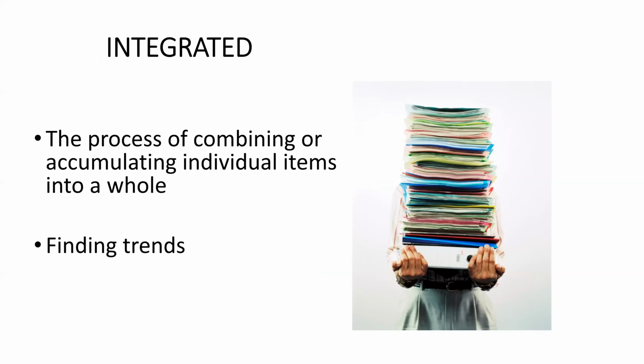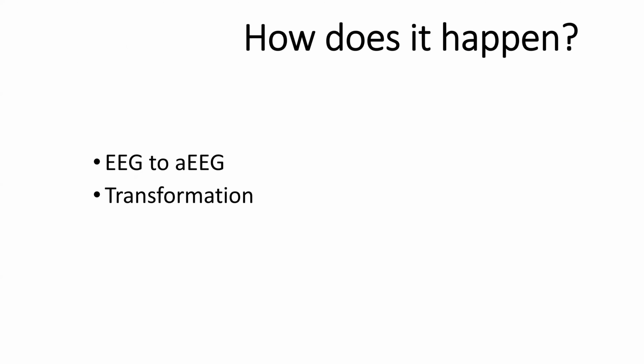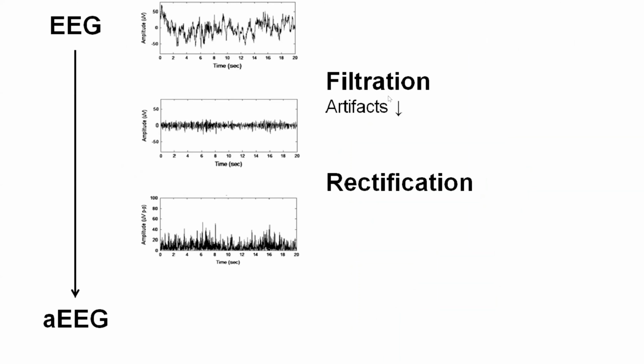Then integrated means just to combine a lot of information into one, and that's really all about finding a trend. That integration is not necessarily a mathematical integration, but more of a trending integration. And then of course, EEG, which we're all familiar with, is that graphical recording of brain activity from electrodes placed on the baby's head. These require expert interpretation, and they are complicated and require many years of training to become confident in using. So how does EEG turn into aEEG? Well, it goes through a series of steps, and we're not going to spend time on these steps.